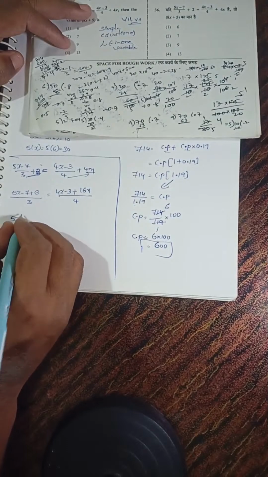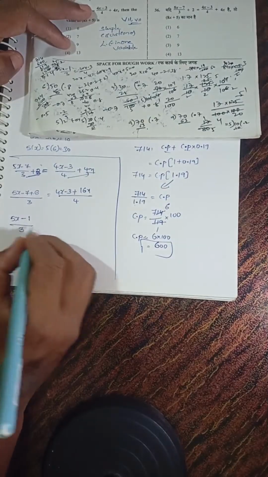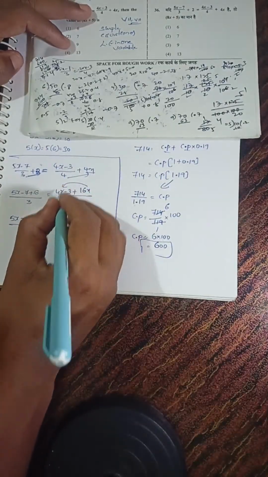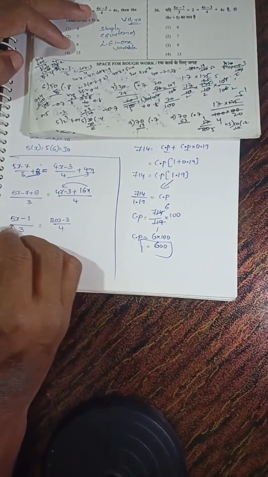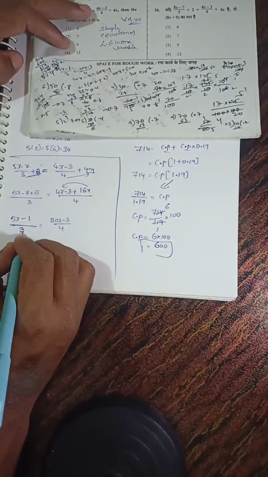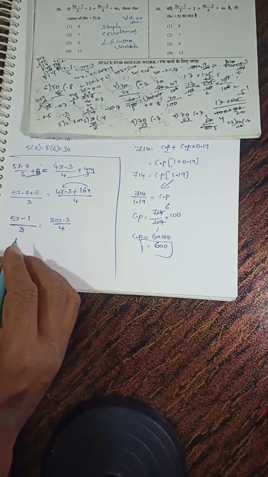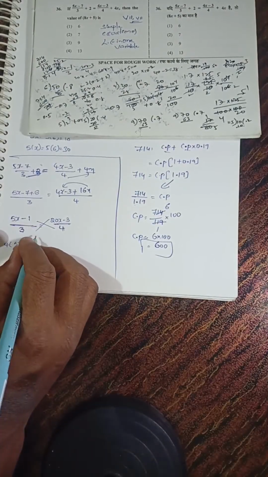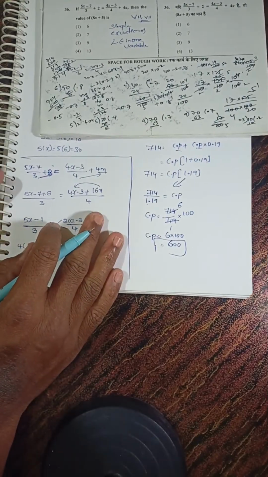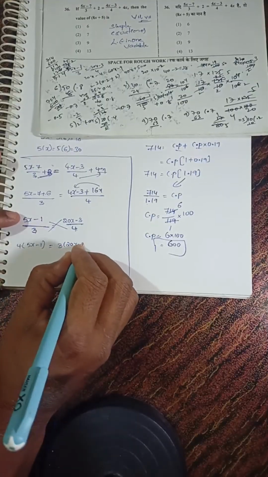Yes, 5x plus into minus 7 minus 6 is 1, by 3 is equal to 16x plus 4x value will become 20x minus 3 by 4. Now in the left hand side we are having the denominator 3. In the right hand side we are having the denominator number 4. Now we are doing the cross multiplication for both the numbers. So 4 is multiplied to 5x minus 1, which is equal to 3 is multiplied to 20x minus 3.